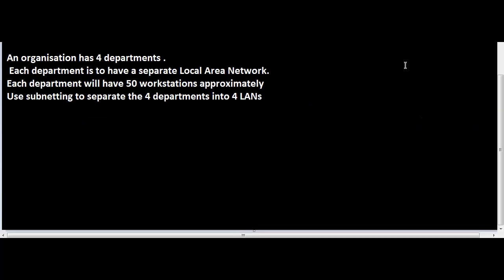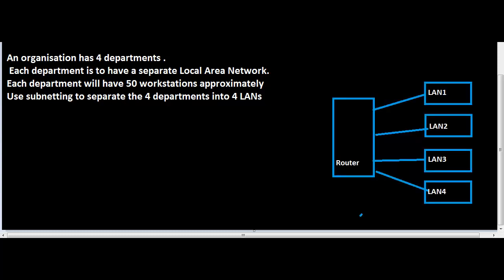Okay, let us do another example of subnetting. In this example, the organization has 4 departments, and each department is to have its own separate local area network. Each department will have 50 workstations approximately. How can we use subnetting in this scenario? So this is what we want.